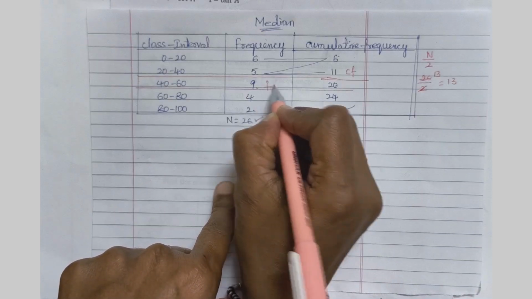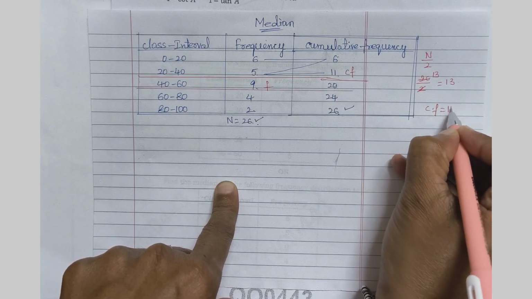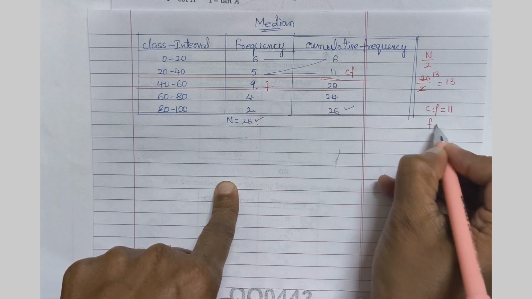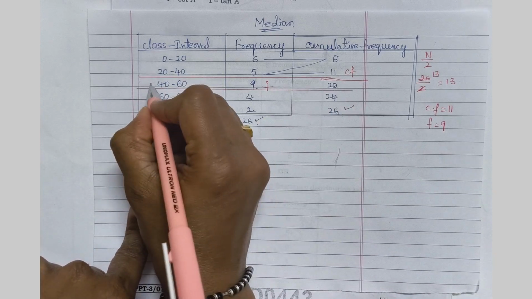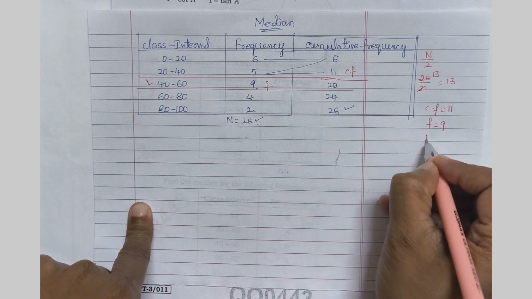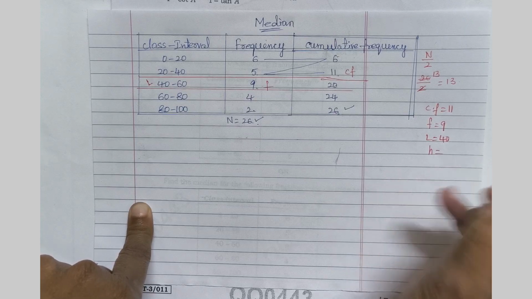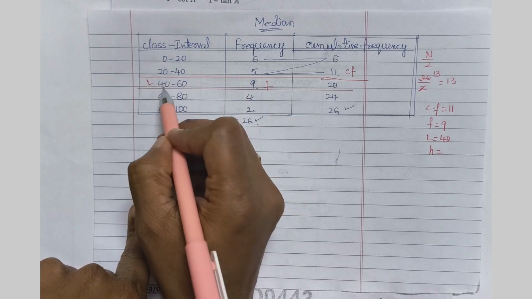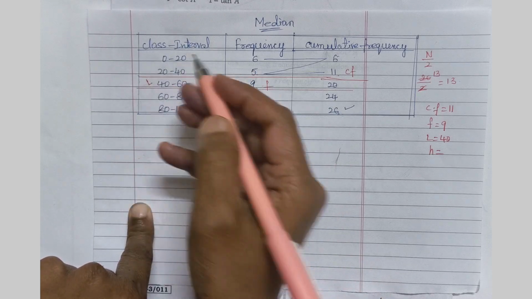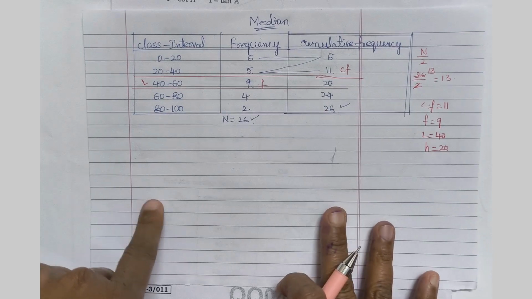Next, this is the F. So CF is 11, and F is 9. Next, the last number of this box is the L. L is equal to 40. Next, we want H. H means the size of the class interval. 40 minus 20, 20. 60 minus 40, 20. 20 minus 0, 20. So the size of the class interval is 20. H is equal to 20.